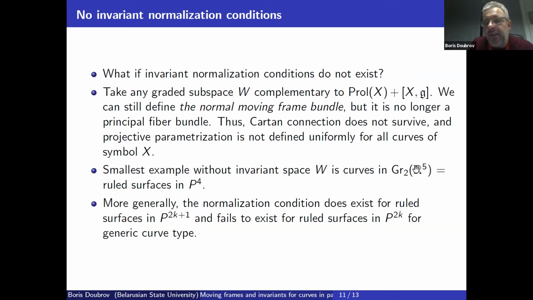So when we speak about curves in the Grassmann variety Gr(2,5), then we essentially speak about ruled surfaces. If you look at how it works, there is a nice theory of ruled surfaces in odd dimensional projective spaces, like in P3, for example. But there is no such nice theory for ruled surfaces in even dimensional projective spaces. So it's an interesting observation.